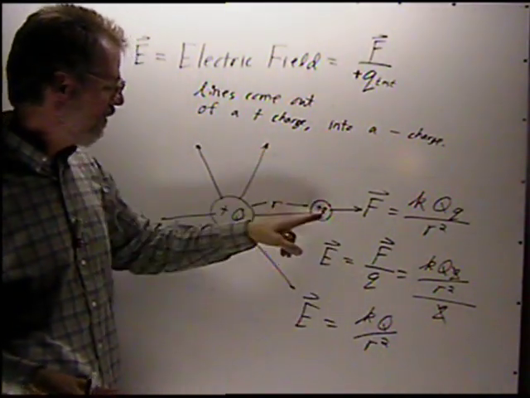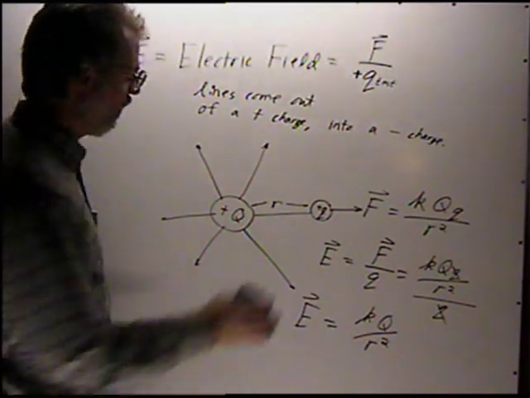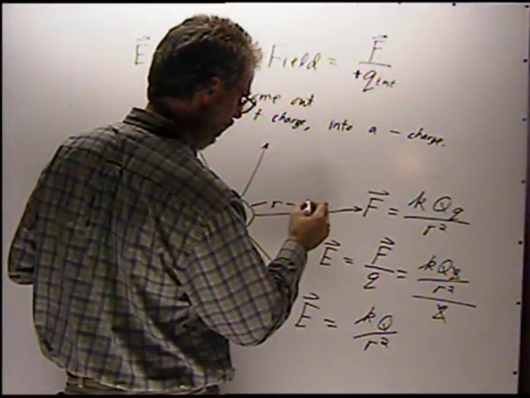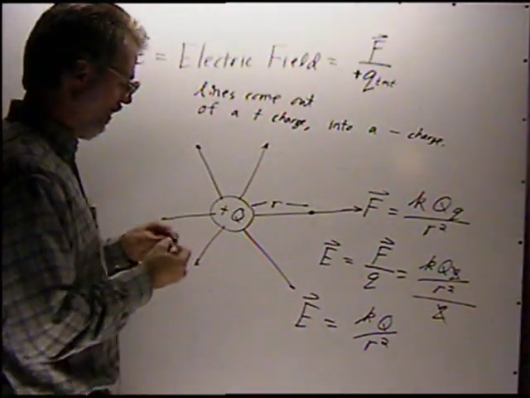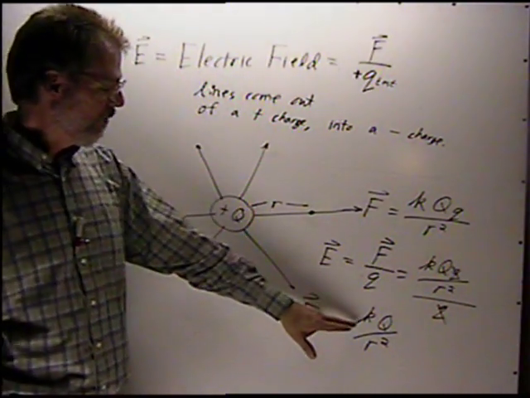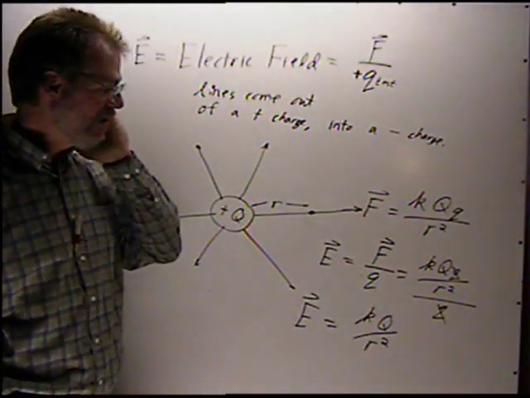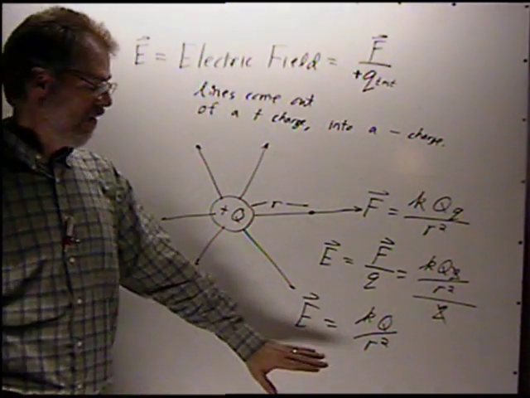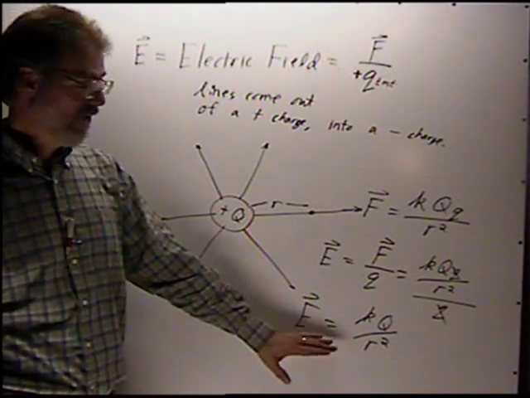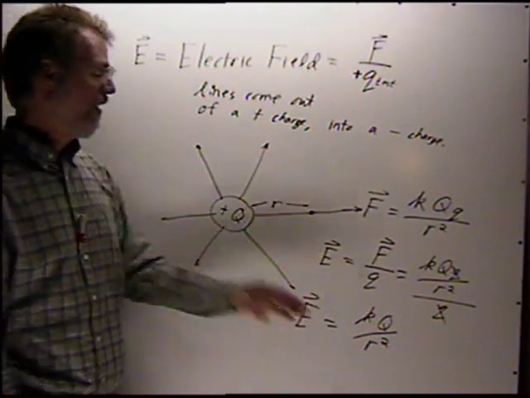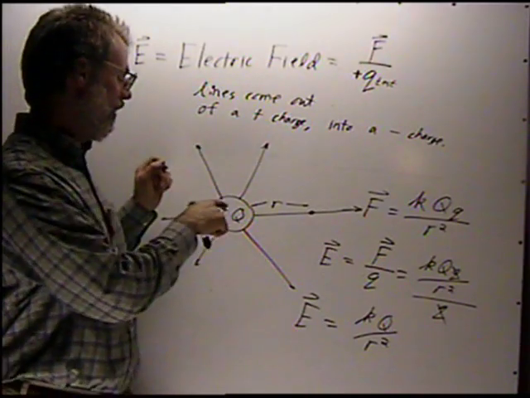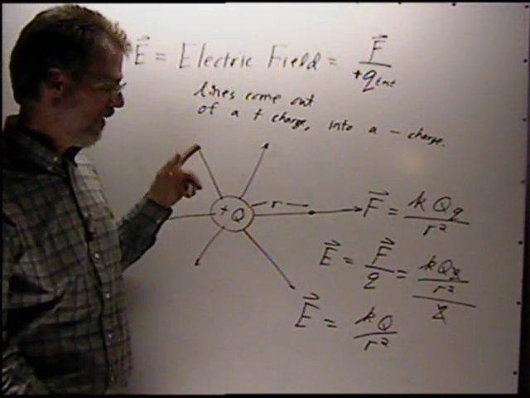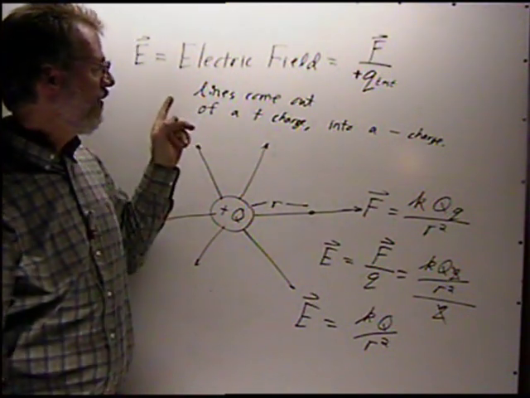So the electric field, basically, we can think of it this way. At this point here, the electric field is simply KQ divided by R squared. Now this formula for electric field that I've given you right here is actually only valid for an isolated charge with no other charges in the middle. And we'll talk about this more in a bit. But this is the concept of the electric field.